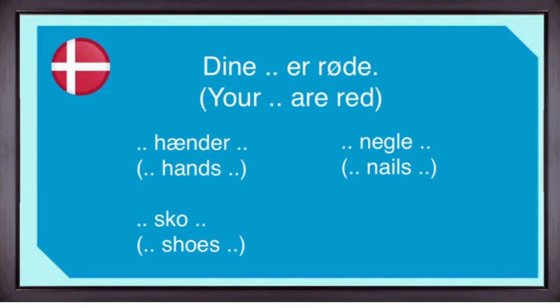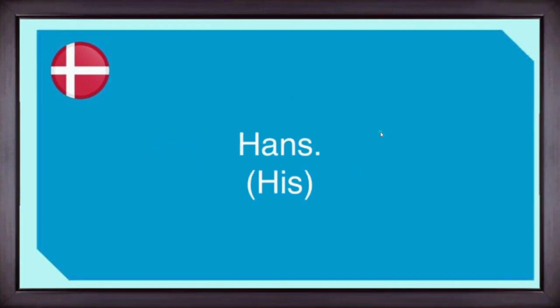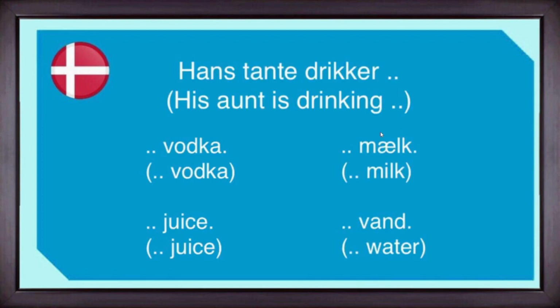So, let's move on. Let's see. Oh, we got hans. And that's hans, not Hans, because Hans, that's the name. It's different. So, hans, his. Hans tante drikker. Hans tante drikker. His aunt is drinking. Okay, what is she drinking? Vodka. Juice. Some of these words that we say in Danish, same as in English, we just say them with a Danish accent. Right? Og jeg elsker vodka. Right? Juice, computer, t-shirt, burger, etc.